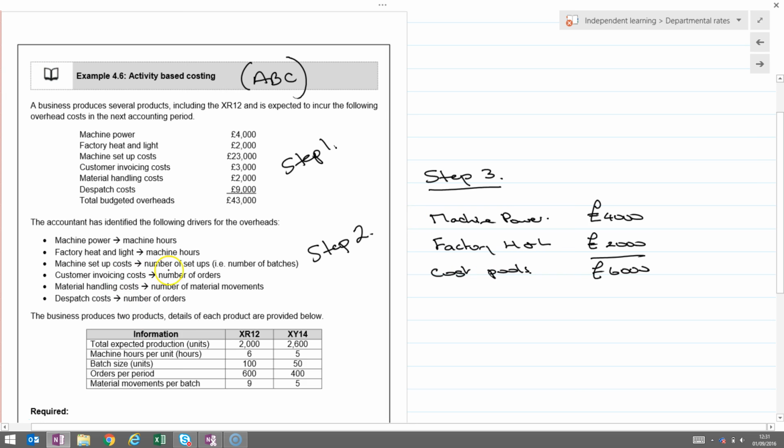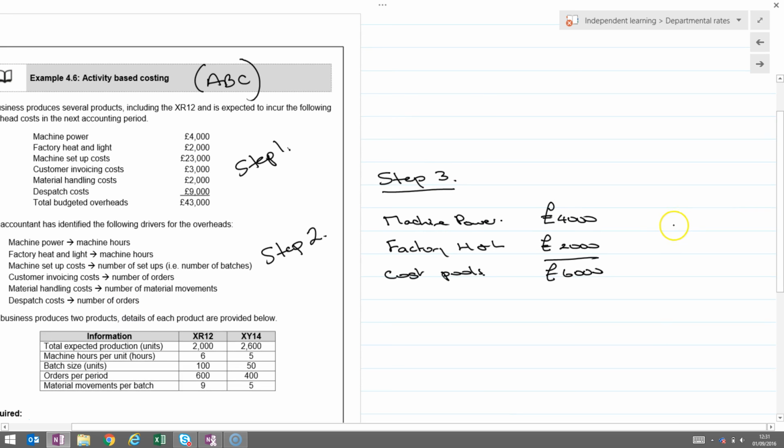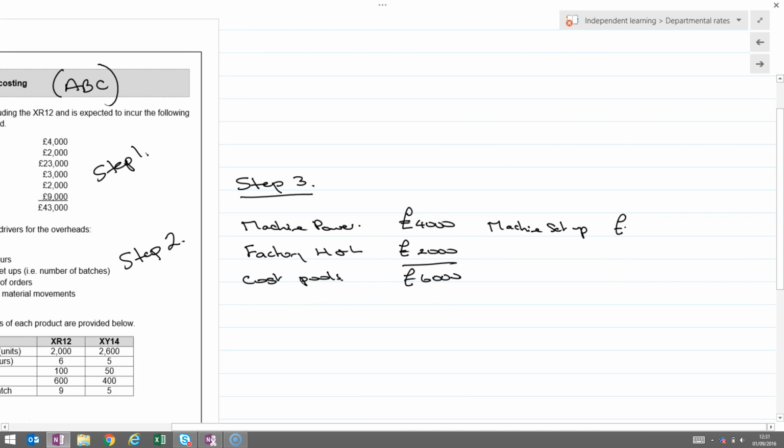Machine setup costs was caused by the number of setups, so in other words the number of batches. If we have a look at the other overheads, there weren't any others that were caused by that same activity. So machine setup costs, £23,000. There's no other costs caused by the same activity, so that's in a cost pool on its own.